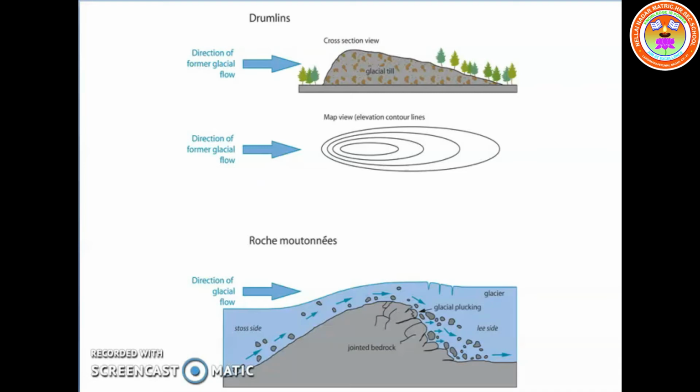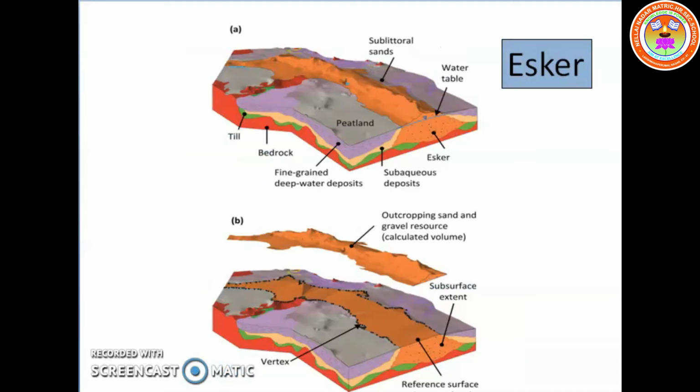Esker. Long, narrow ridges composed of boulders, gravel, and sand deposited by streams of melting water which run parallel to a glacier are called eskers.